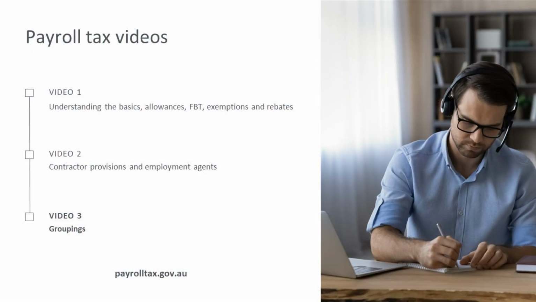This video is the final in our three-part series on payroll tax. We recommend you also view the other videos for further information on payroll tax. They are Video 1, Understanding the Basics, Allowances, Fringe Benefits Tax, Exemptions and Rebates, and Video 2, Contractor Provisions and Employment Agents. The harmonised videos are the result of efforts from each of the respective revenue officers.